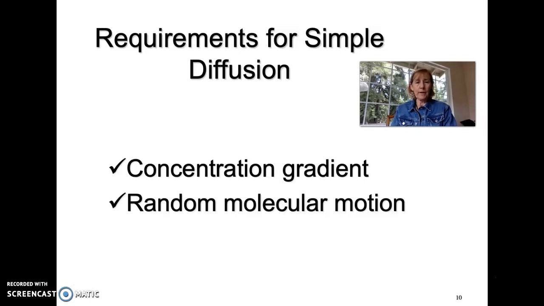So you all know that in every day of your life, right? If I were to come into a classroom where we're all meeting and I'm full of perfume, then the people in the front row are going to smell a little bit of it, and little by little that's going to move towards the end of the classroom, because one, there's a concentration gradient, there's lots over here and less over there, and two, there's random molecular motion. Those molecules are bumping into each other. They're always moving, and they will just slowly move until they've pretty much reached an equilibrium. So those are the requirements for simple diffusion.